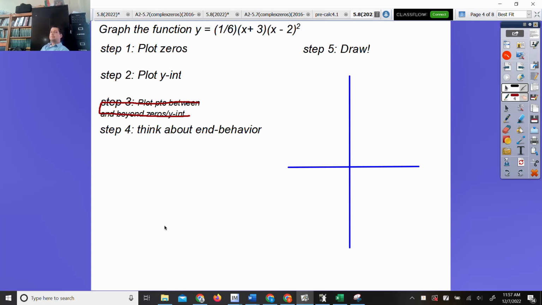You've got a function in front of you: y equals 1/6 of (x plus 3) times (x minus 2) all squared. Step 1 is to plot the zeros. If x plus 3 is a factor, what's the zero? X is -3. If (x minus 2) all squared is a factor, what's the zero? You're overthinking. You want to say 4, don't you? X minus 2 is 0. What's x? 2.